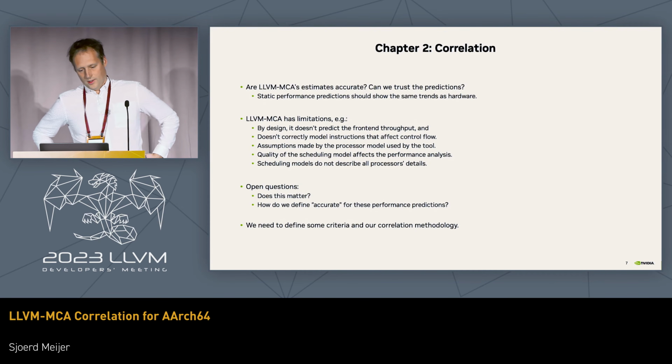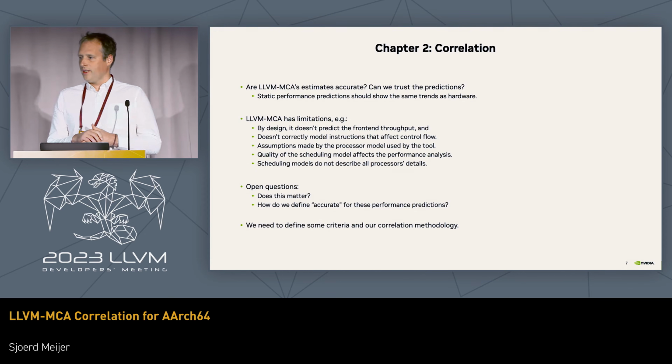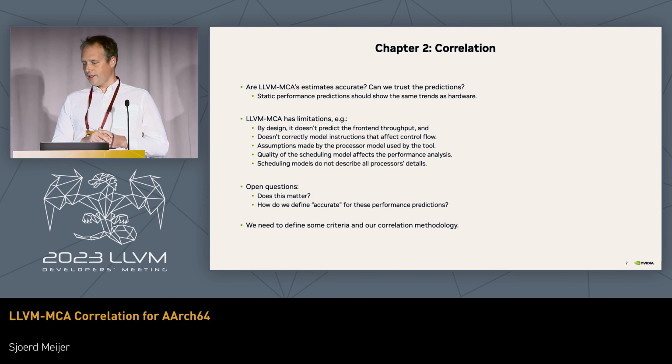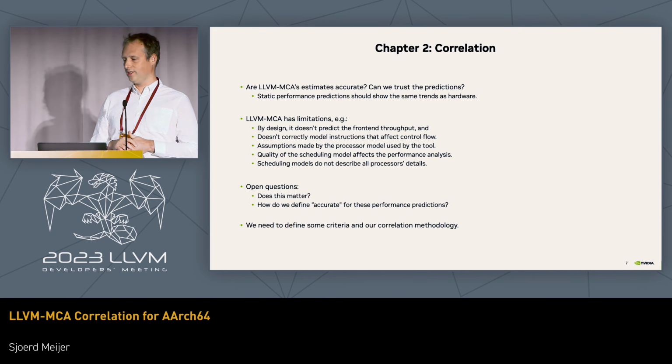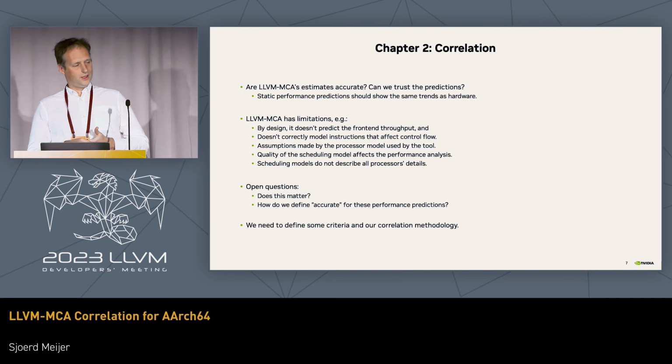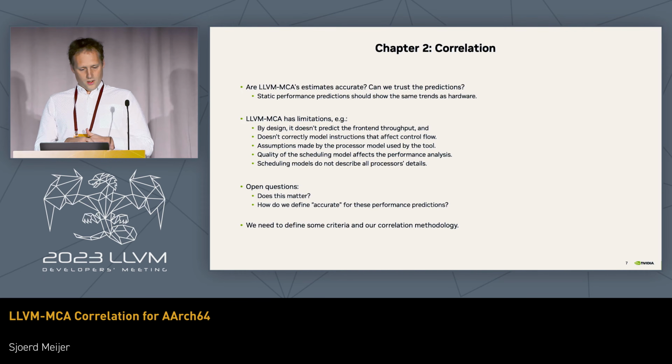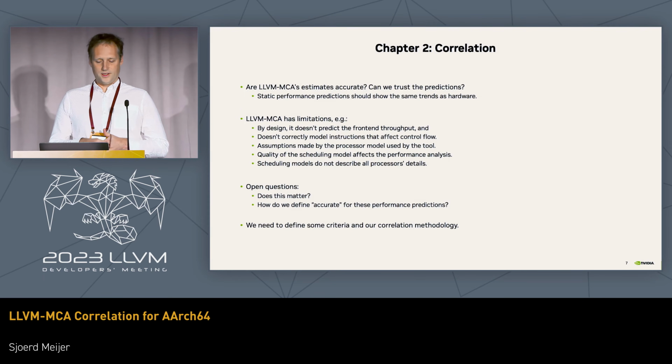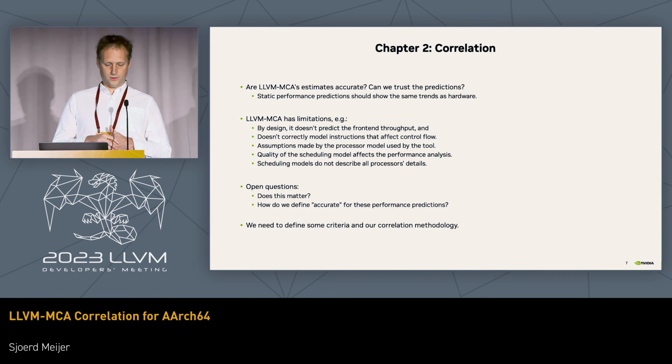So we had all sorts of patches related to cost modeling. Now, with LLVM-MCA available for Grace, we wanted to take the next step, which is maybe the more interesting step. We want to do correlation. So what we want to know is whether these static performance predictions by MCA are accurate. Can we trust these predictions? What we want from this is that the trend is exactly the same as the hardware results. And I'm going to show you later how we do this.